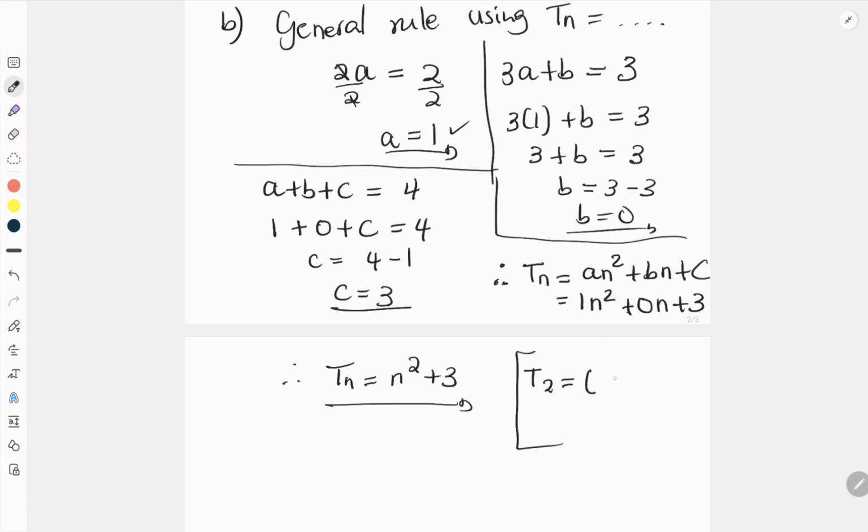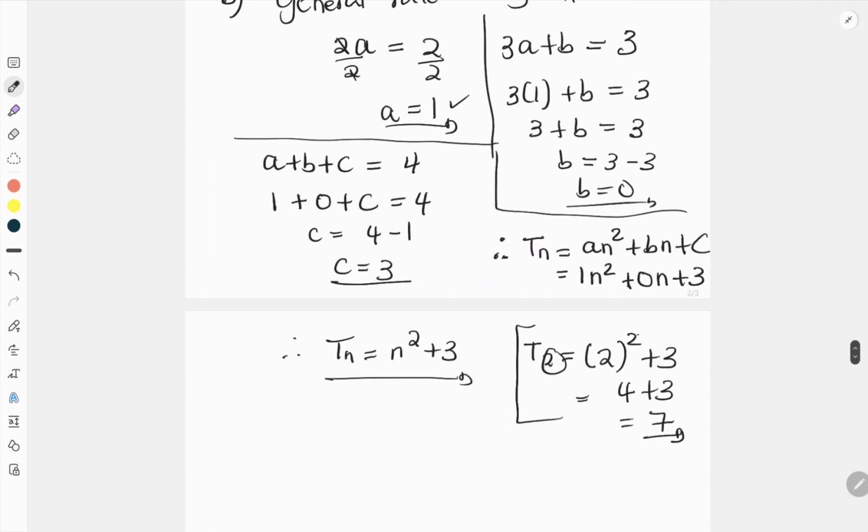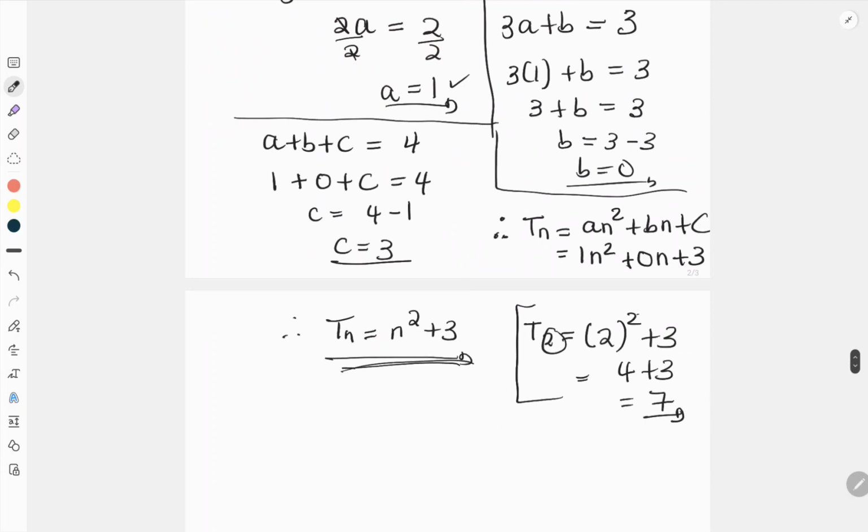T2 is equal to, in replacement of n, 2 squared plus 3. 2 squared is 4, plus 3. Then 4 plus 3 is 7. Let me just check. Term number 2 is 7. Correct. Term number 2 is 7 in my pattern. Then I know this general rule is correct.